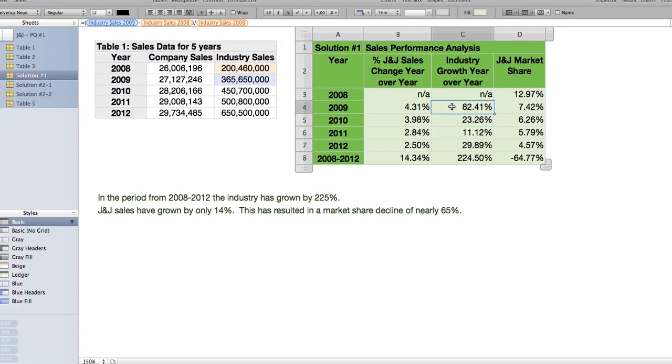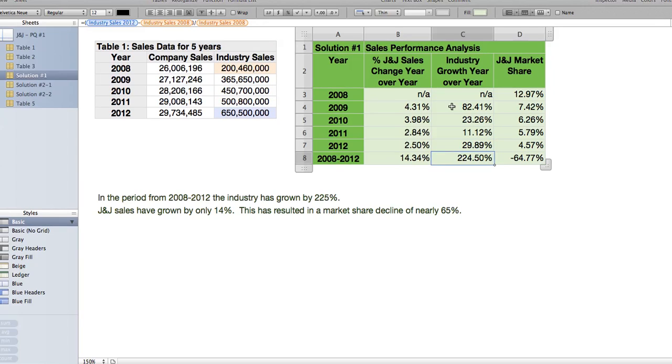The first number that we calculate is the performance from 2008 to 2009 in the industry at large, and we see there was a huge increase, 82%. So while J&J was growing by 4%, the industry itself was growing by 82%. This would indicate that J&J has done something where they have actually lost ground. In 2010, the industry grew again, not by so much, but did grow by 23%. Growth continued to slow in 2011 and then picked up again in 2012.